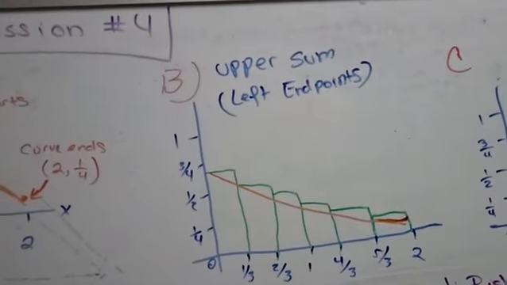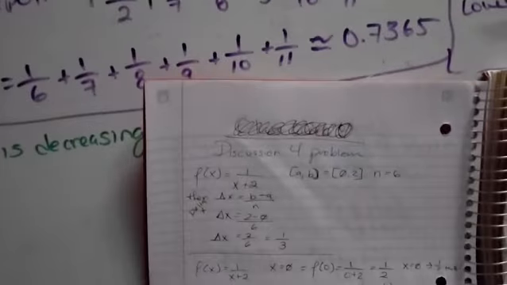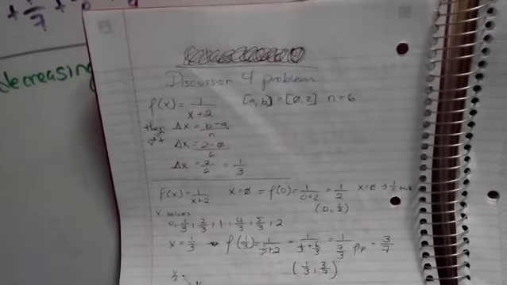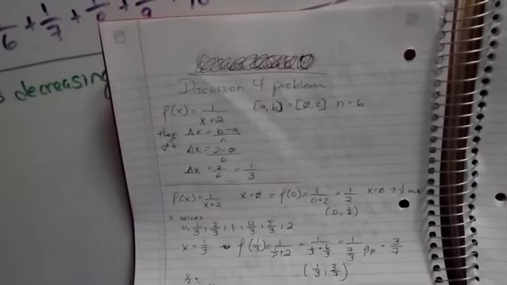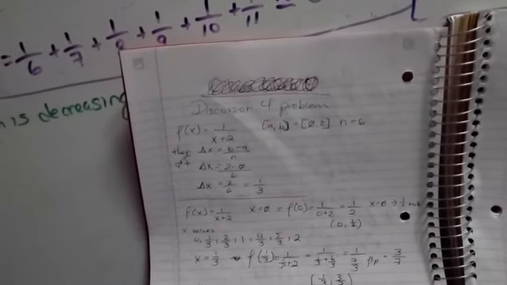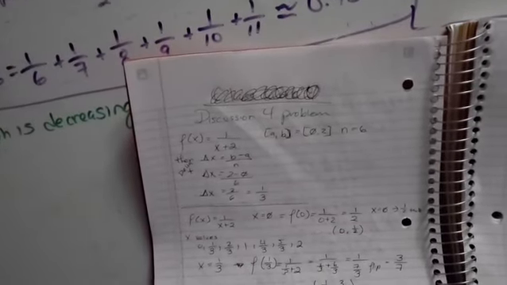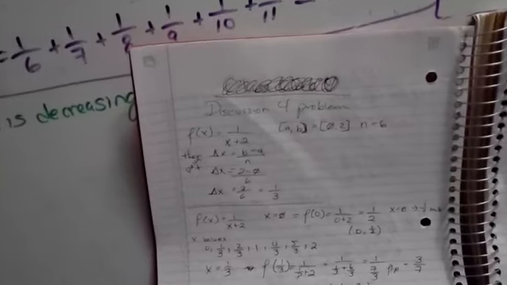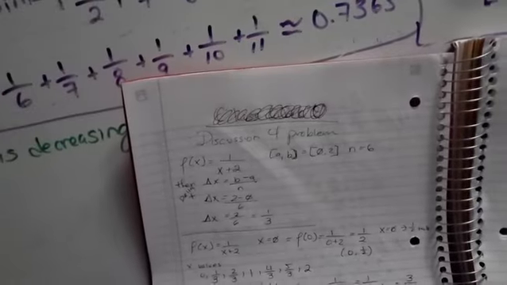So for part B, I need to find the upper sum using 6 rectangles. I didn't think it was going to fit in the whiteboard, so I wrote it down. Here I find the width of each rectangle. I take my ending number, which is 2, and my starting number, which is 0, and I divide that by 6 because I need 6 rectangles. That equals 1/3, so each rectangle is 1/3 wide.